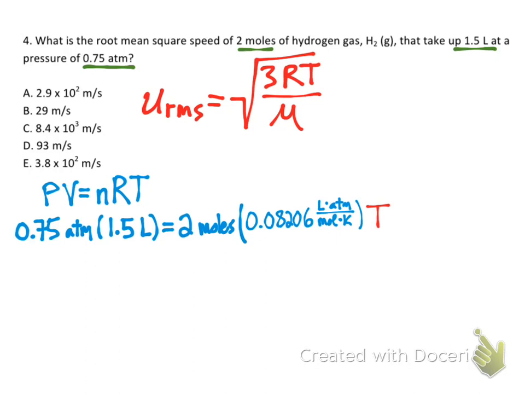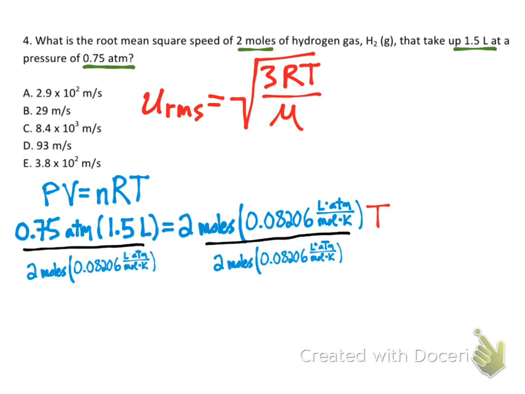So, to solve for that, we're going to divide both sides by the 2 moles times the 0.08206 liters atmospheres per mole Kelvin. And when we do, liters and atmospheres and moles all cancel out. And this whole thing cancels out over here. And Kelvin's in the denominator of the denominator, so it jumps up to the numerator, and we get 6.85 Kelvin. It's a pretty low temperature, but let's roll with it.